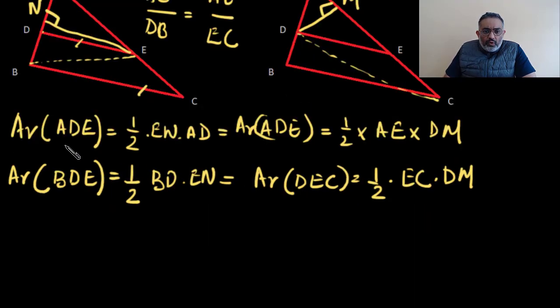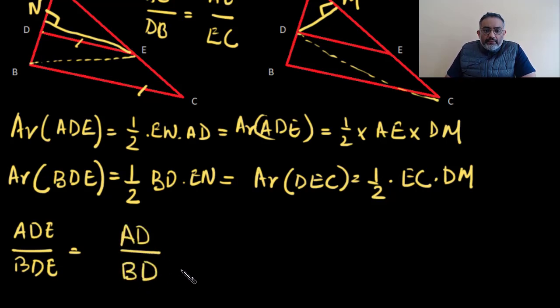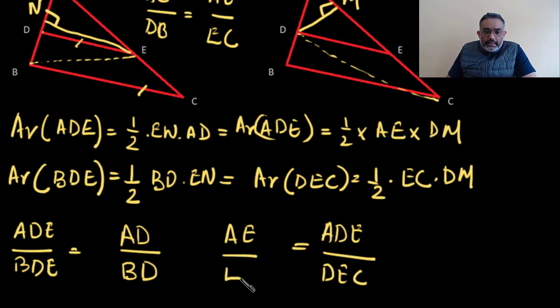So if we were to do area ADE by BDE, then this height and this height are the same. The EN and the EN are the same. So we get AD by BD. And over here, we've got this ADE by DEC. And what do we get? This height, no problem. They are the same. DE is the same, no problem. So we get AE by EC.